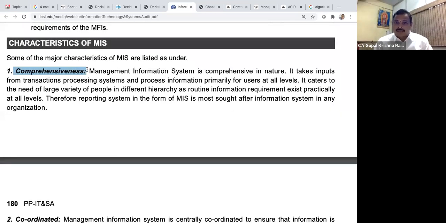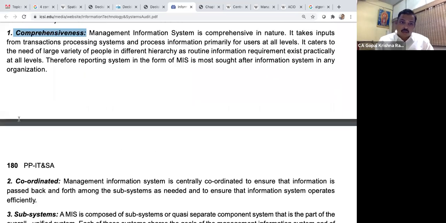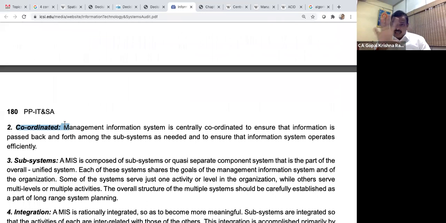They say comprehensive. Why comprehensive? It collects all the data from your transaction processing system, from the operation level. Coordination is fundamental. Sometimes, if it is an integrated system, you can go inside the system and pull the data. But sometimes the information will be in silos. So then you have to coordinate with the respective department, get the data, summarize it and give it to the top management. So that coordination work will be very difficult.